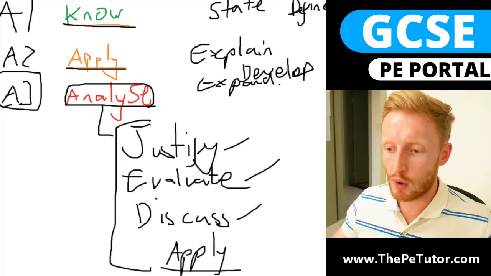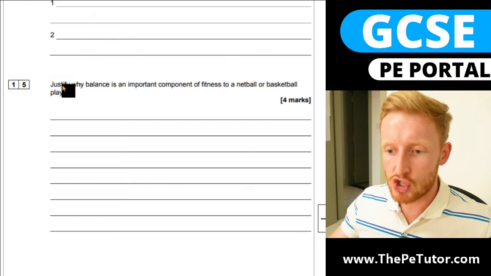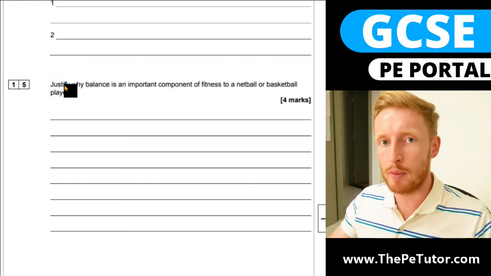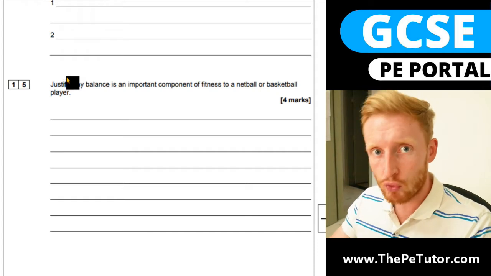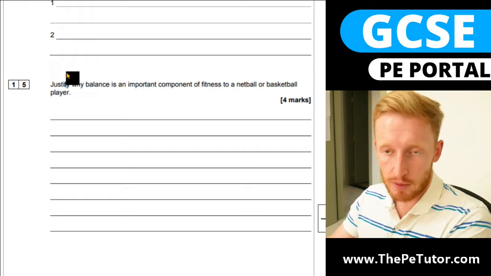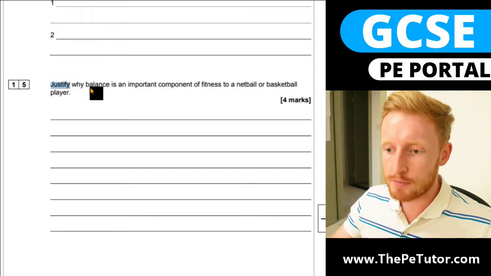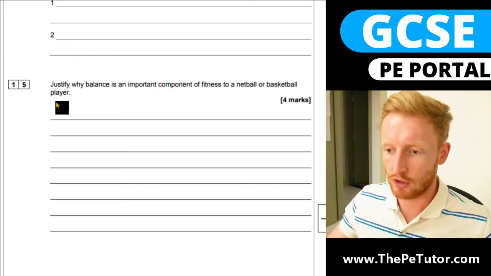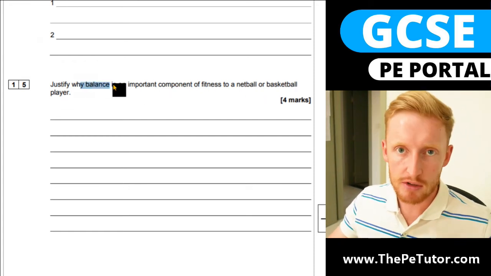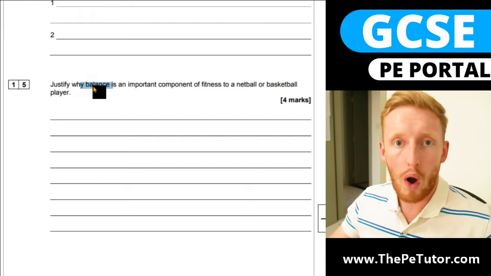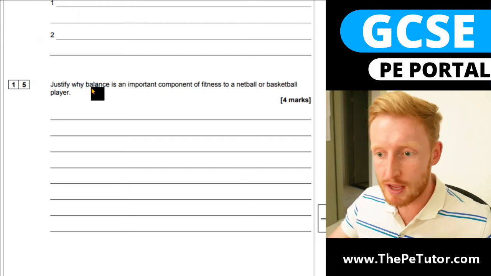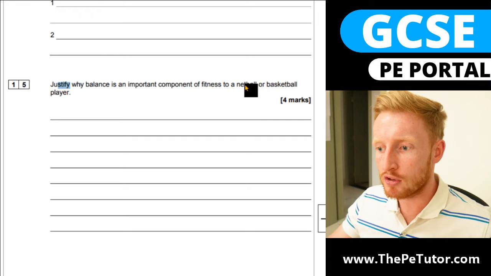So if we jump back to the question that we had here, justify. So we've got that word there, that AO3 word. We need to be able to give solid reasons for some reason or another. So why is balance an important component of fitness for netball or basketball? So not only do we need to know the definition for balance, not only do we need to know why balance is good for the body, but we also need to know why it's really important for netballers and basketballers.